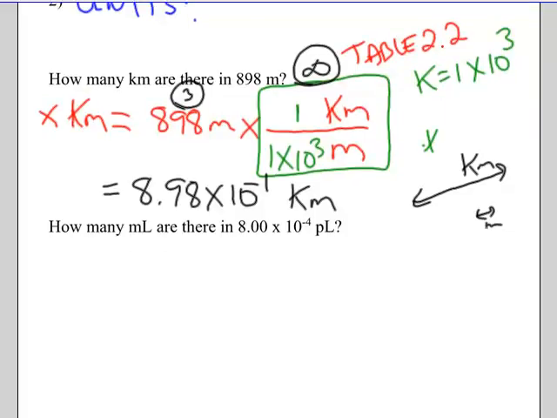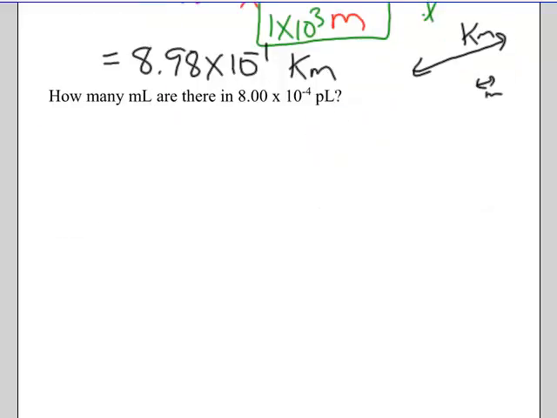The calculations could involve a question like here, where we have milliliters and picoliters. So we have 2 different prefixes. This is another very common type of conversion you're going to do. We're using the same technique. Unknown, how many milliliters? The known, 8.00 times 10 to the negative fourth picoliters.